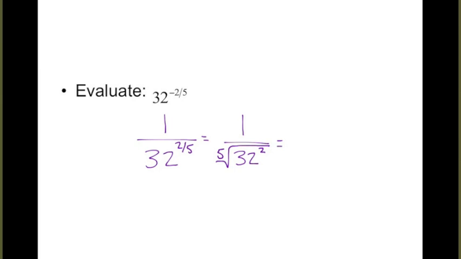Okay, I don't expect you to know all of your fifth roots by heart. You can check a calculator on that. If I multiply 5 2's together, it gives me 32. So the fifth root of 32 is 2. I haven't done anything with that squared yet, so that's just going to tag along. And now we can evaluate that. 2 squared is 4. So we get an answer of 1/4 then.